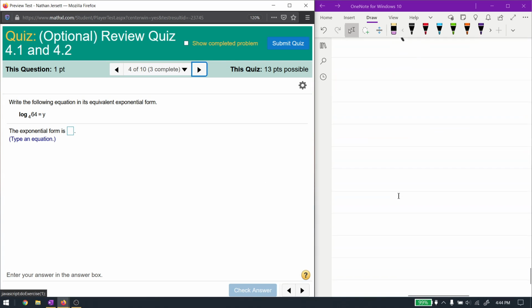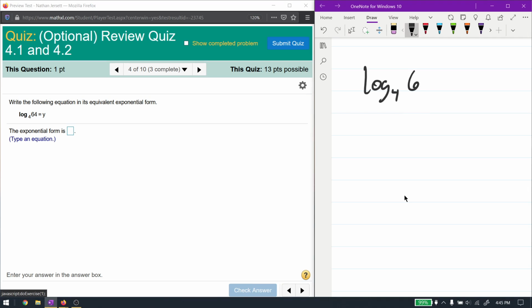Okay, write the following equation in its equivalent exponential form. This is very easy to do. All we're trying to do is change it from a logarithm to an exponent. Logarithms and exponents are inverses of each other, meaning you can change from one form to the other very easily. In this case, we have log base 4, and that's the key. Whatever the base is, you take that base to the power of both sides. So it's going to be 4 to the power of log base 4 of 64 and 4 to the power of y. On the first side, the base 4 and the log base 4 cancel.